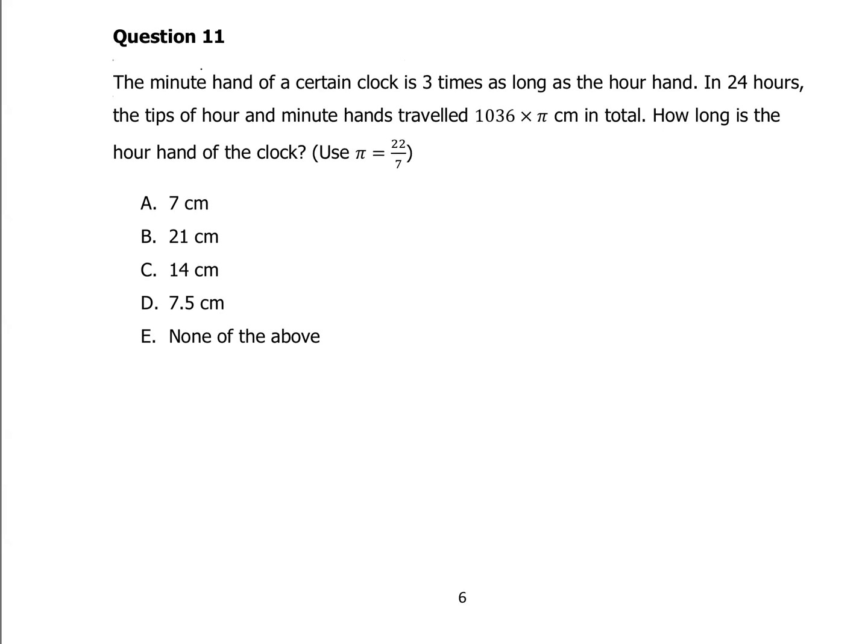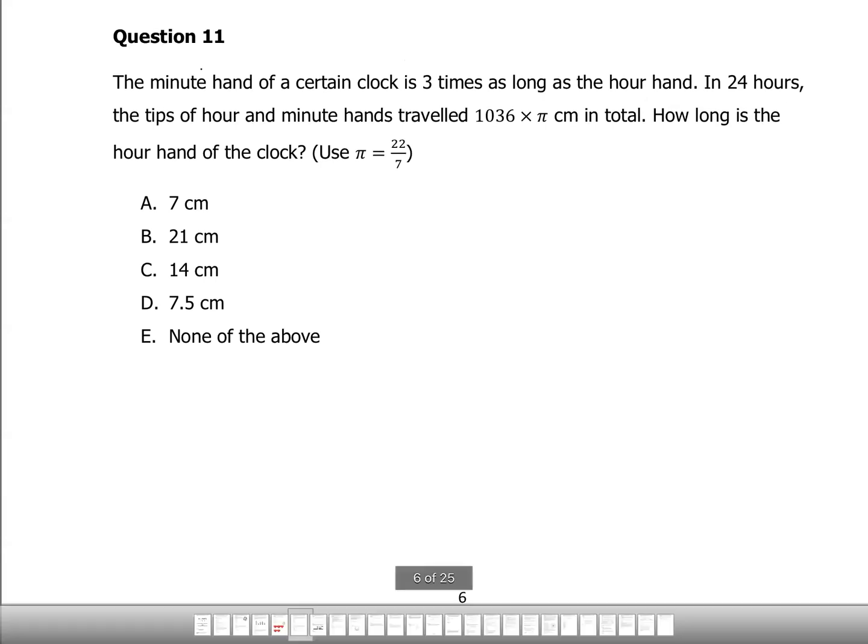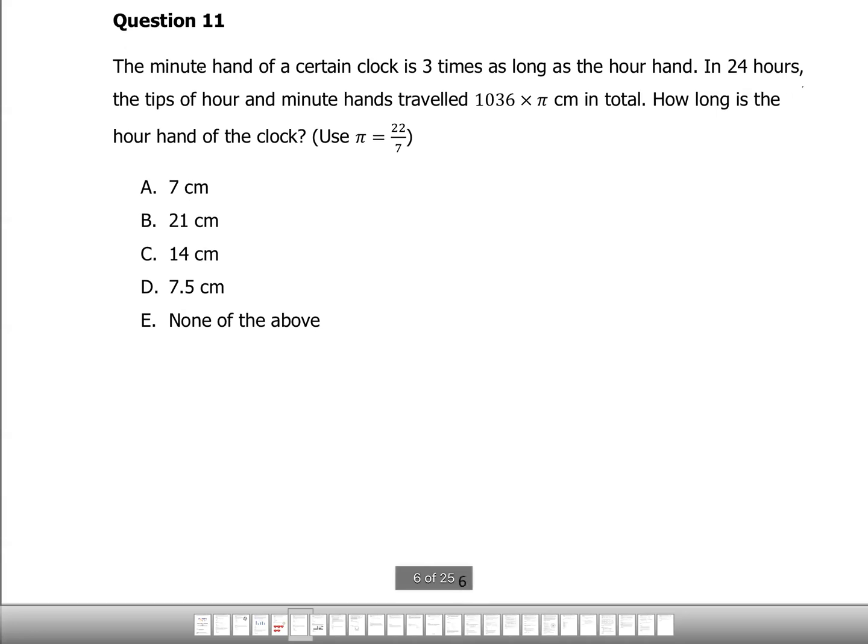The minute hand of a certain clock is 3 times as long as the hour hand. In 24 hours, the tip of hour and minute hands traveled 1,036 times pi centimeters in total. How long is the hour hand of the clock? Use pi equals 22/7.